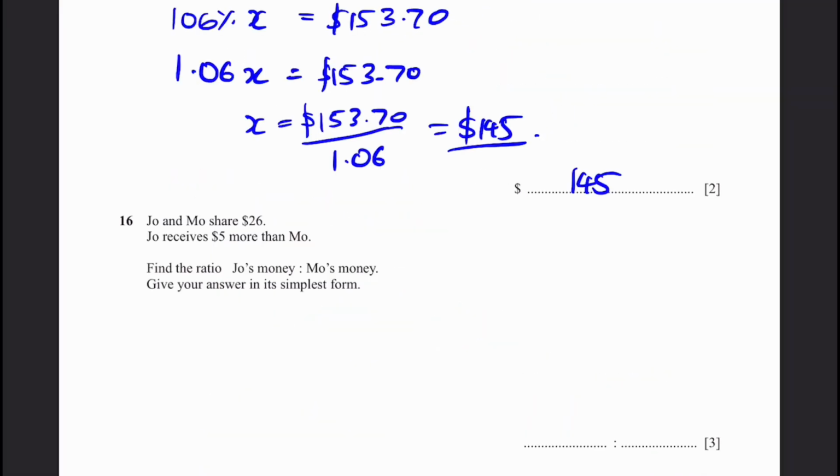Question 16. Joe and Mo share $26. Joe receives $5 more than Mo. Find the ratio Joe's money is to Mo's money. Give your answer in simplest form.